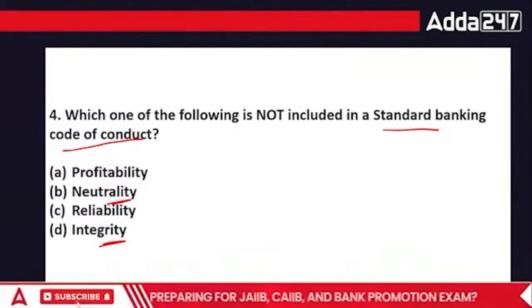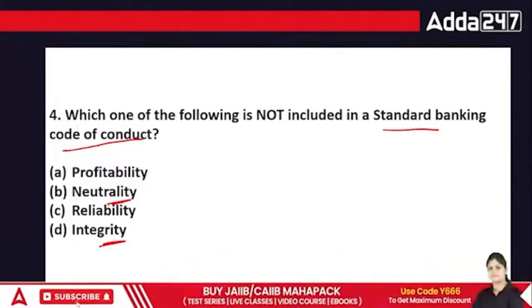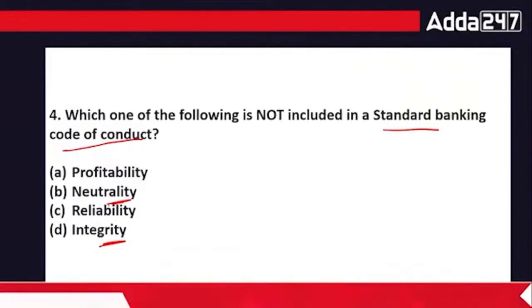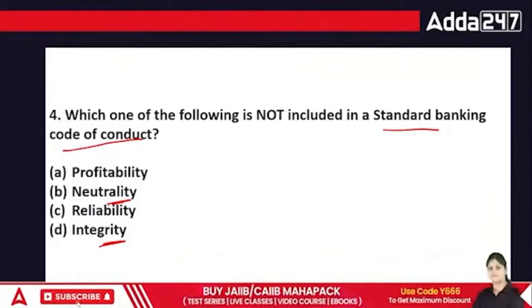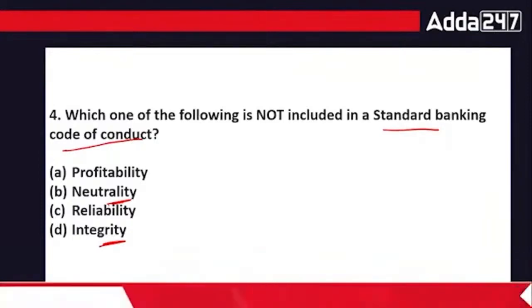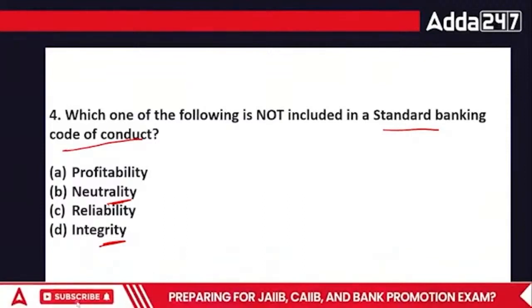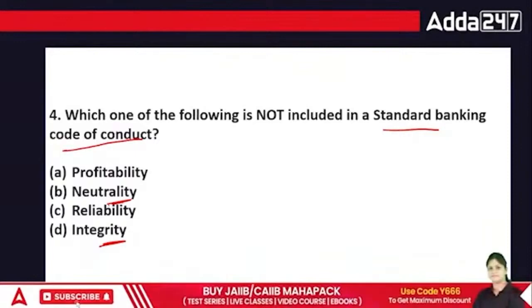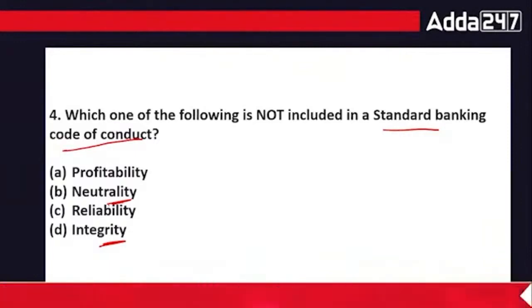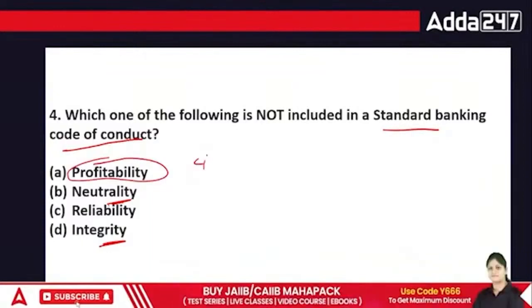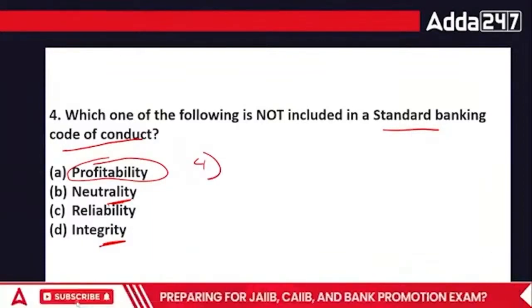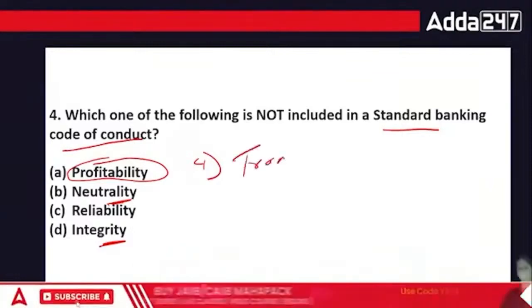So there are four standards they have given. First, integrity. Integrity is to treat your partner in a moral way. Neutrality is no bias. Reliability means to provide every piece of information to the customer, which should be clear and accurate. Then the fourth one is transparency. So of course, profitability is not a standard of the standard banking code of conduct. The fourth one is transparency. Of course, in a bank we should be transparent.